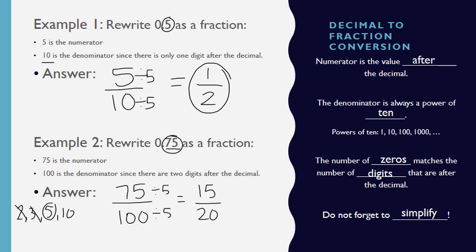So now we have to check again. Can I divide by 2? No, because 15 is an odd number. Can I divide by 3? I can divide 15 by 3, but I can't divide 20 by 3, so no. Oh, I can divide by 5 again. 15 divided by 5 is 3, and 20 divided by 5 is 4. If you need to see the screen for longer, you can pause here, but I'm going to go ahead and move on to the next set of problems.